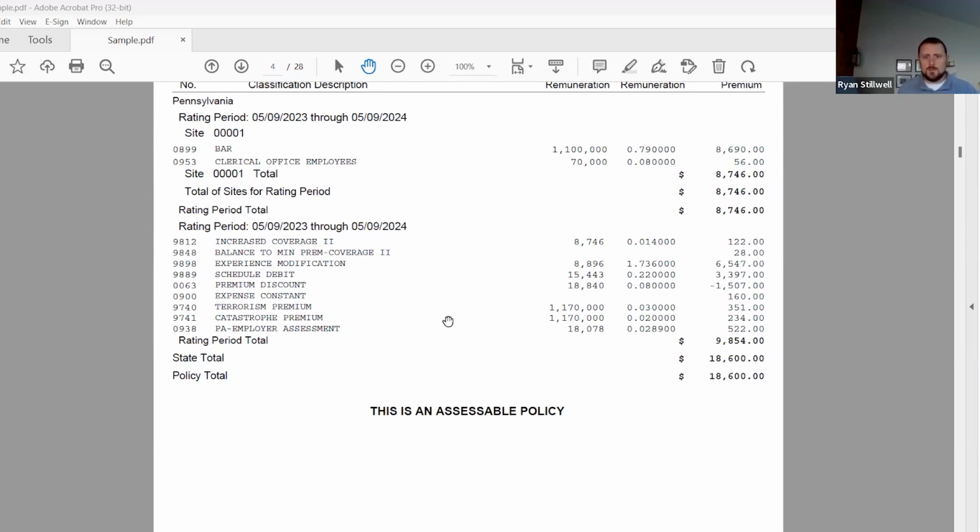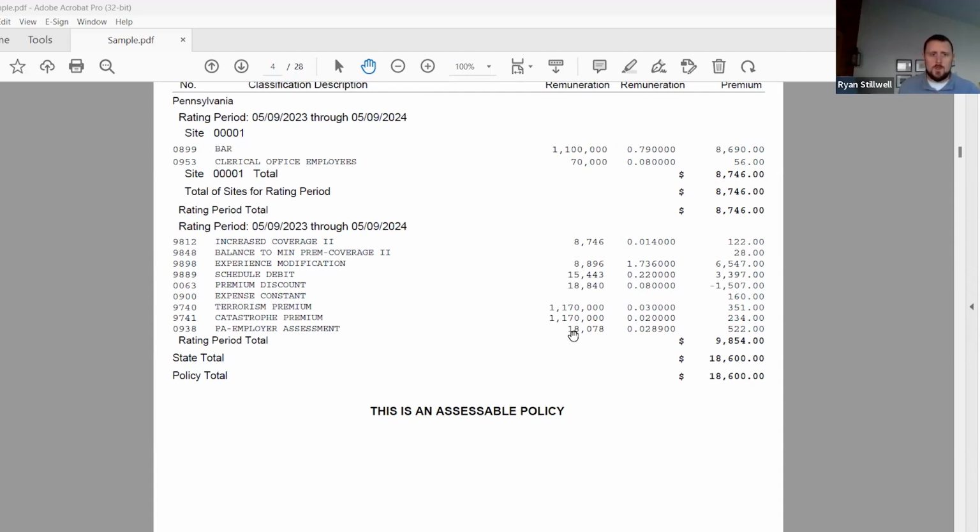A couple other things to go over here is we've got the premium discount, which again differs by state, but this is based on the size of premium you're paying. So when you pay a certain amount of premium, the way the state mandates policies be written, you're eligible for a premium size discount. So you can see that they're paying $1,500 less because of how much they're paying. You have the expense constant, and it's best to consider this like a policy fee. It's flat. Different insurance companies charge different amounts, but generally 160 is pretty standard. Sometimes you'll see it go up to maybe like 280. And again, that can vary by state and by company, but that's a flat policy fee, so it doesn't change based on your payroll.